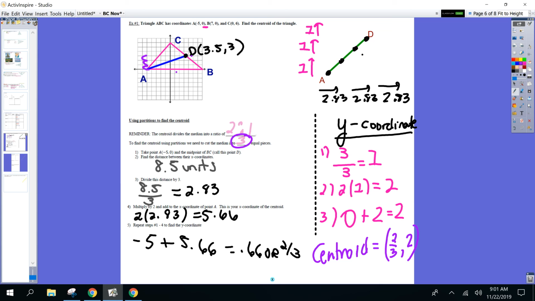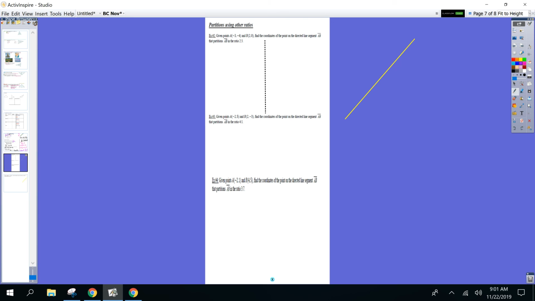Okay? Others here. No more graphing. I want to see if we can do this just algebraically. All right, I got A and B. A is -3, -4, and B is 2, 0. Now I want you to cut it up into a ratio of 2 to 3. Where's that point that will cut it up into a ratio of 2 to 3?